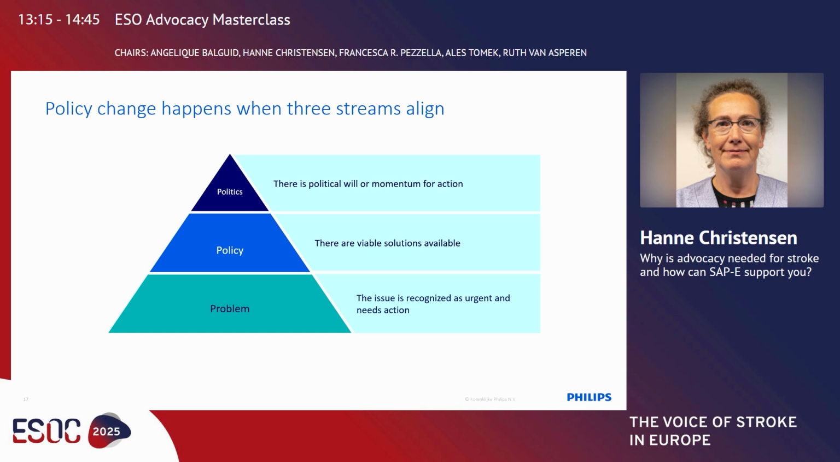Then there needs to be solutions for this problem. So there needs to be certain evidence-based solutions that can actually help to overcome this problem. And then the third stream is that there also needs to be political will or momentum for action.